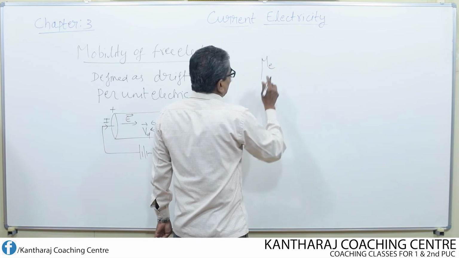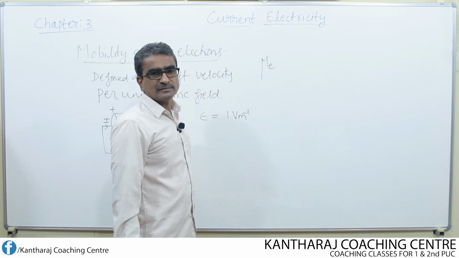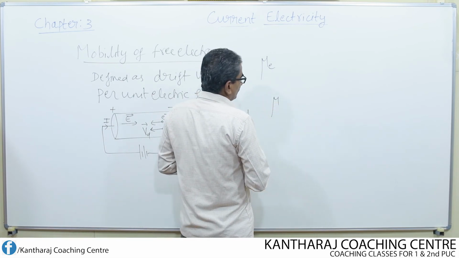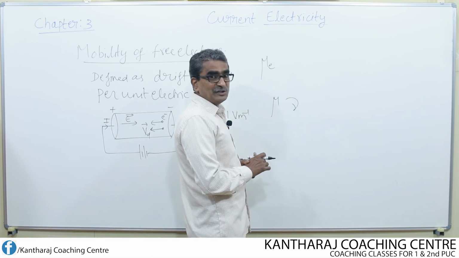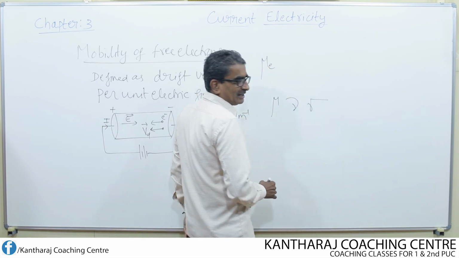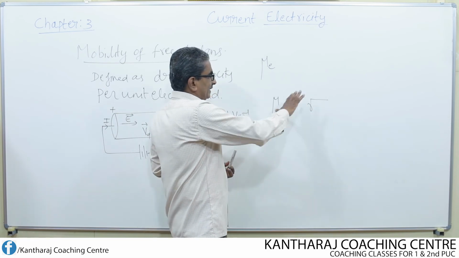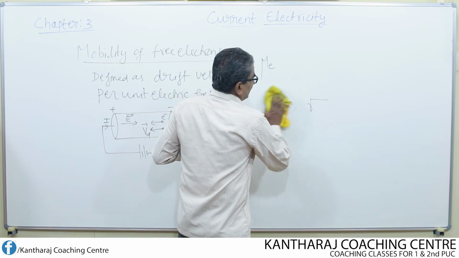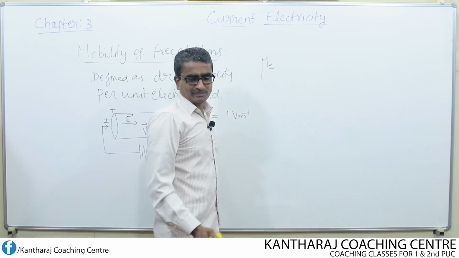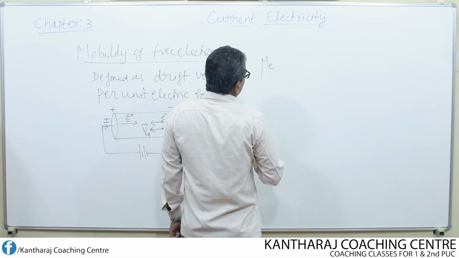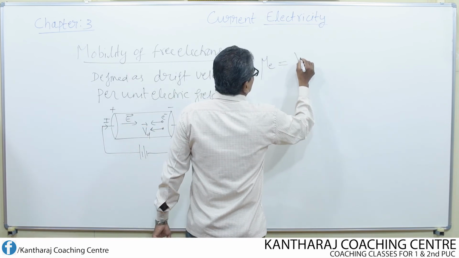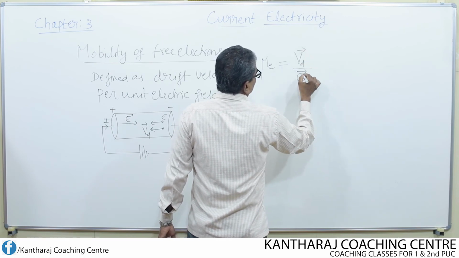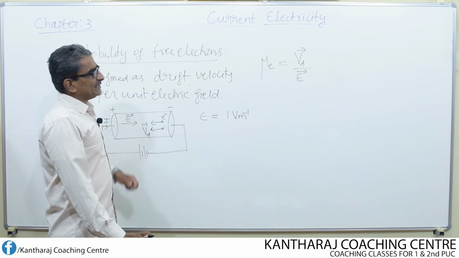So mu is the symbol used for mobility. Don't get confused, this is mu, whereas if I write like this, this is nu, and this is nothing but gamma. So you must be familiar with these Greek notations which are commonly used in physics and also in some of the notations in mathematics. Mu, according to the definition, is drift velocity per unit electric field. So this is the definition.